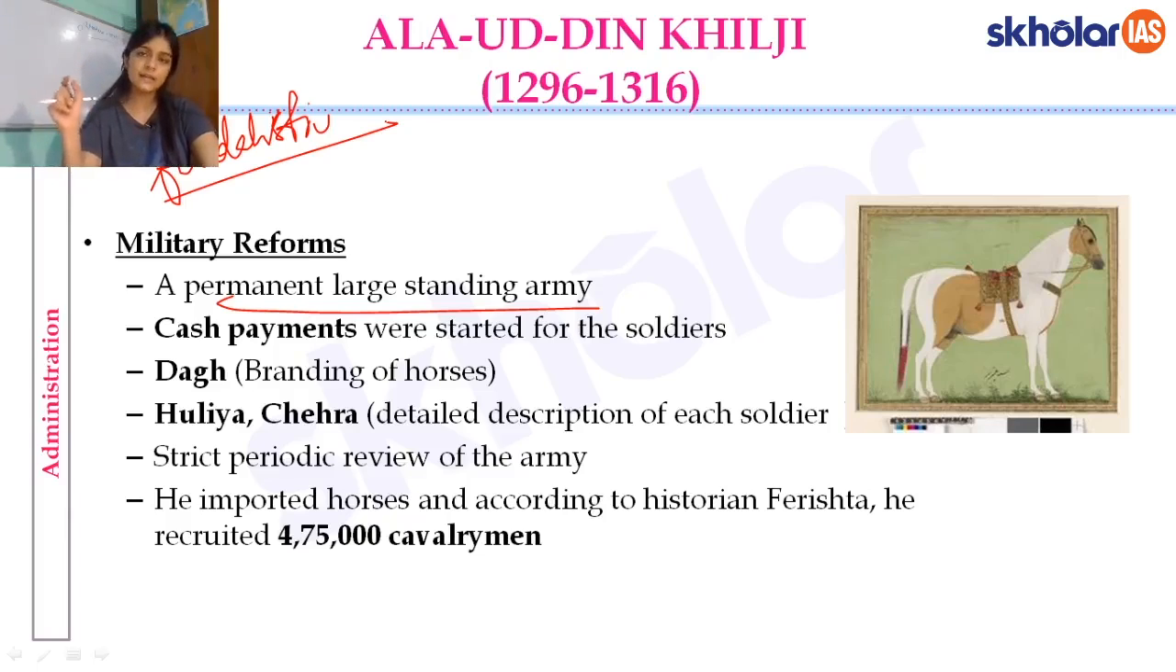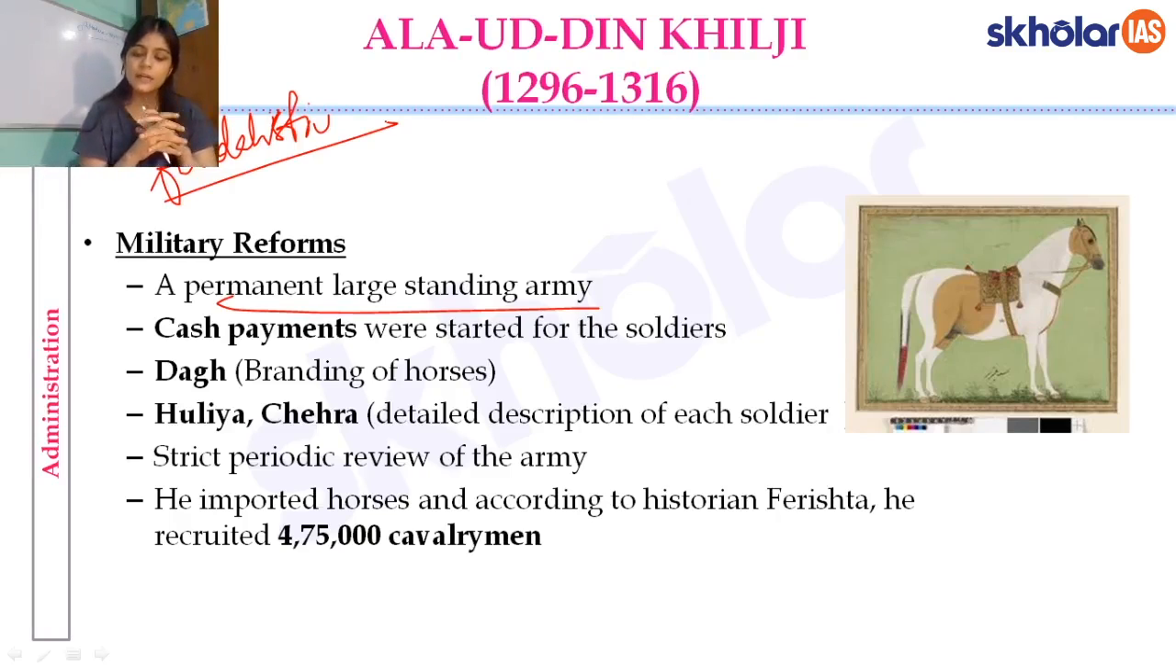A strong, large standing army? Balban again was a ruler who wanted ruthless governance and he wanted a strong position. So I'm just giving you an example as to how you can relate these things and remember these things. Okay. Second was the cash payments were started.